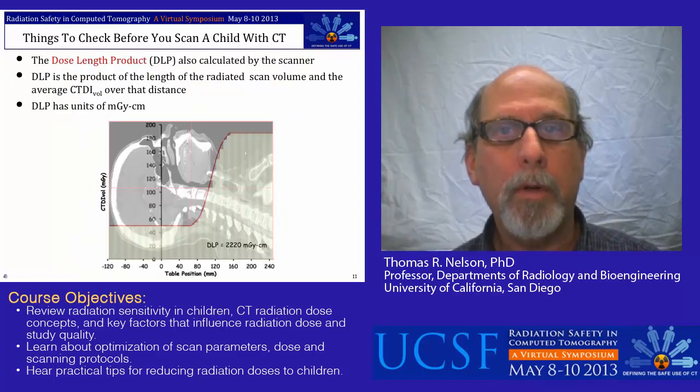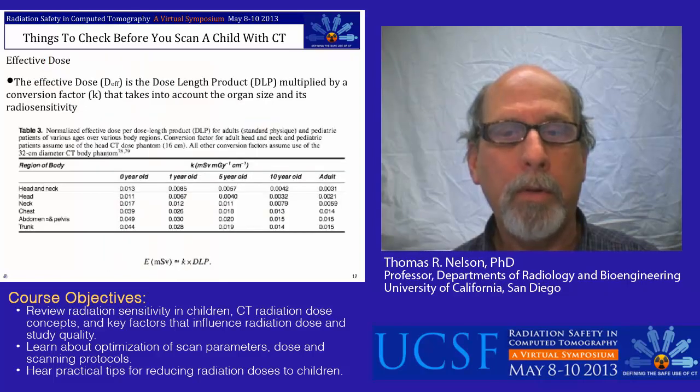We also measure the dose length product, which is calculated by the scanner. This is the product of the length of the radiated scan volume and the average CTDI ball over that distance. It has units of milligray centimeter. As can be seen in the figure at the bottom, the CTDI ball varies with the anatomy being scanned, and the DLP is an integration of those values throughout the anatomy.